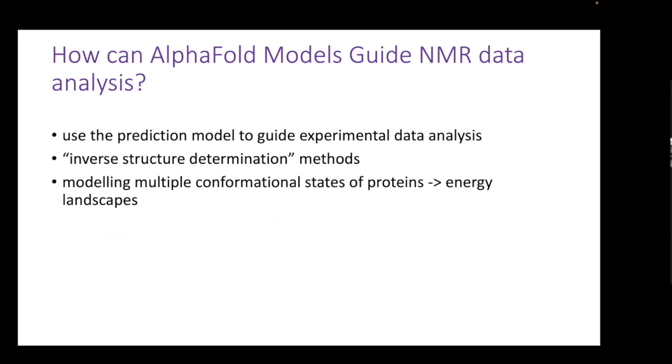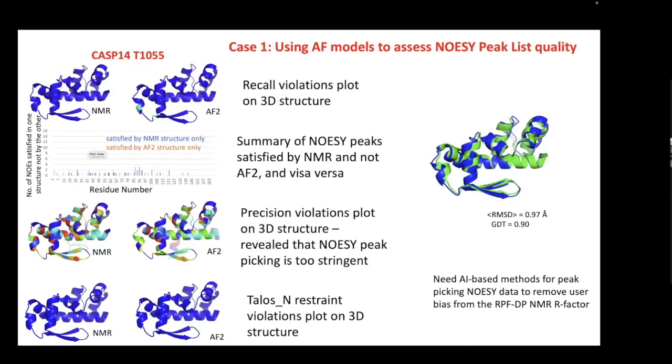So how can AlphaFold models guide NMR data analysis? Well, we can use the prediction model to guide experimental data analysis. We can think about inverse structure determination, where now we have a hypothesis of the structure, and can we use that structure to streamline the data analysis? And then can we use it for modeling multiple conformational states and energy landscapes?